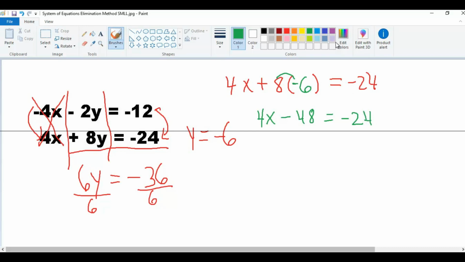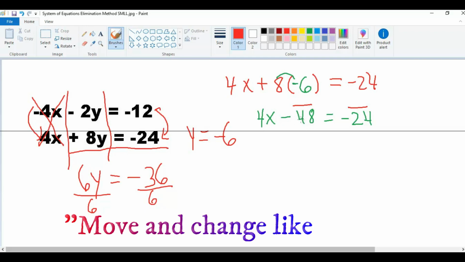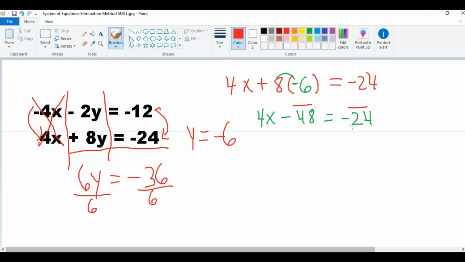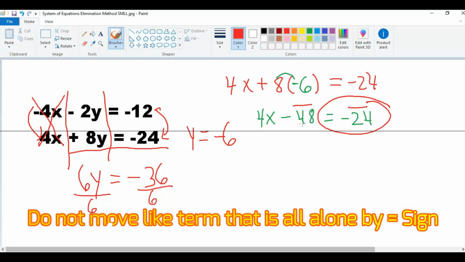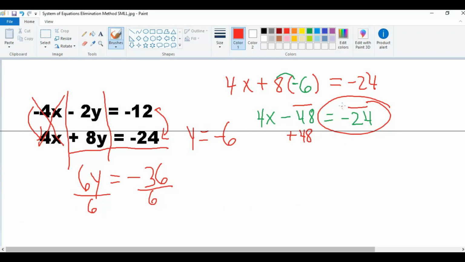What are our like terms? Our like terms would be, yes, your -48 and your -24. And in this equation, you know, we always move the problem right here that's attached to something over to the like term that's all by itself. We never move the one that's all by itself here next to the equal sign. So let's move the -48 and change it to +48. Then we move it on this side and make that +48. And since these two signs are different, we know we're going to subtract. That's why I put the higher number on the top, because I knew I was going to be subtracting.